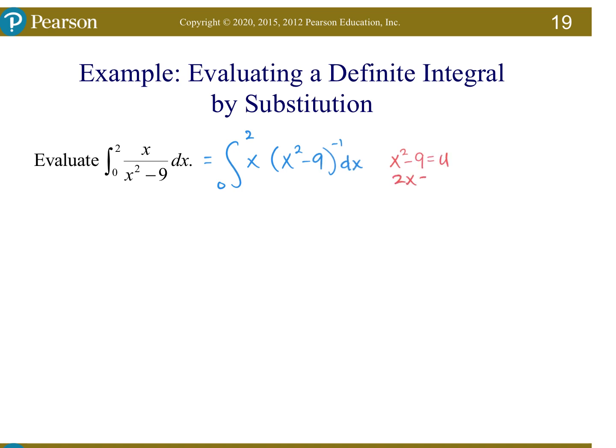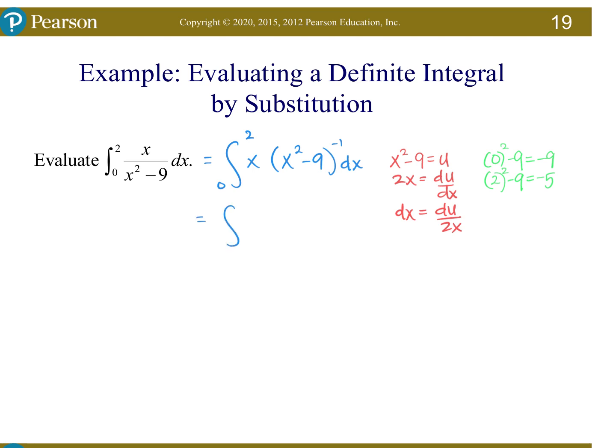So 2x is our derivative, du dx. And so dx by itself will be the fraction du divided by 2x. And I need to convert my bounds. So my bounds are no longer going to be 0 to 2. My bounds will be 0 squared minus 9, which is negative 9. So my lower bound would be negative 9. And then 2 squared minus 9, that'll be negative 5. So my bounds are now from negative 9 to negative 5 on the u-axis instead of 0 to 2 on the x-axis.